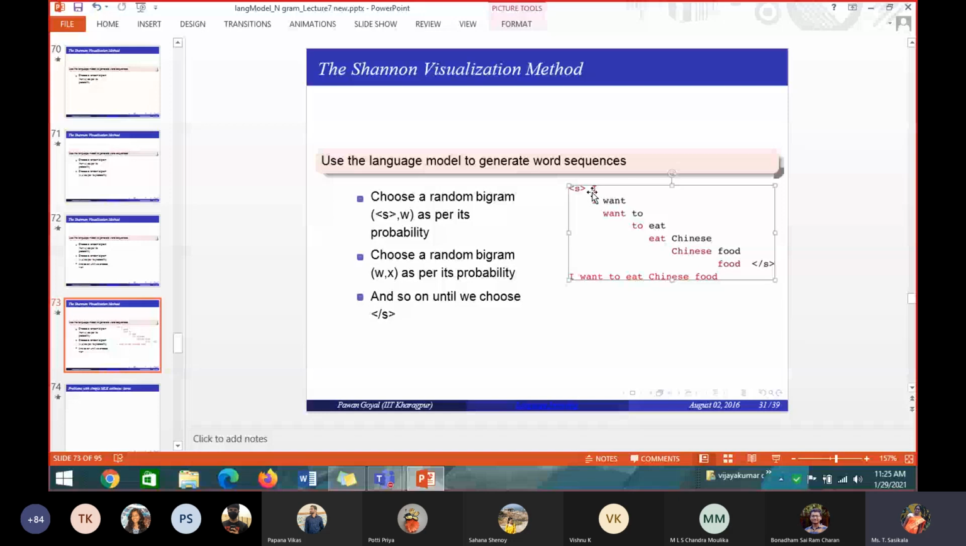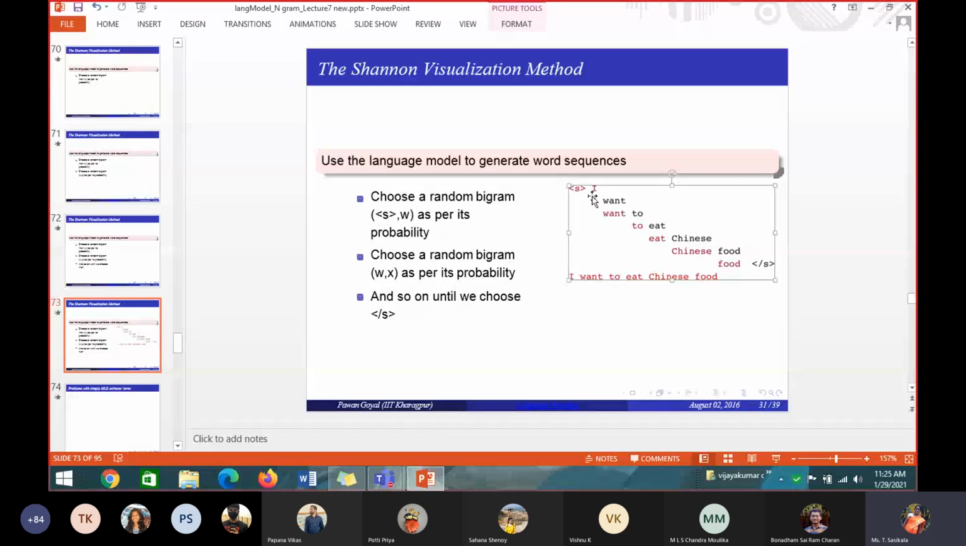Okay. So this is how the Shannon visualization method is used to predict the next word or next character given the previous character or word, and you have to complete the sentence until the end of the sentence. That's why this general algorithm is written. Choose a random bigram. Initially, I have to choose a random bigram as per the probability given S. Then choose the random bigram W comma X.